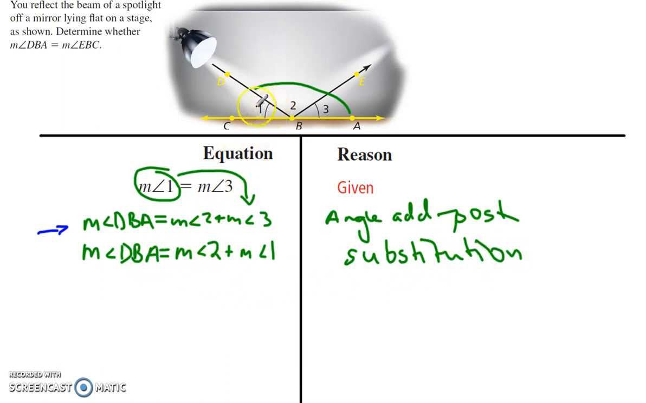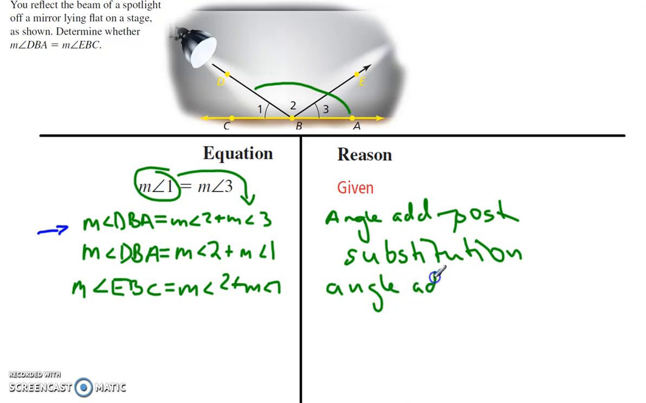Now, if I look at the other angle, measure of angle EBC, that is equal to measure of angle 2 plus measure of angle 1. Angle addition postulate.